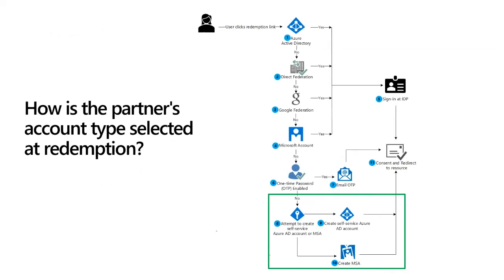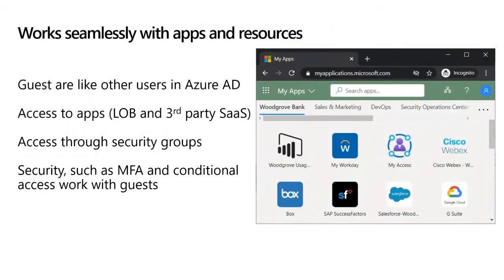And that partner is invited. He's just like any other user in Azure AD, basically. And you can give him access to applications and information. And you can also add that guest user in groups if you want to. And you have a lot of security features as well. You can have conditional access, MFA, identity protection, a lot of different stuff that also works for your guest users.